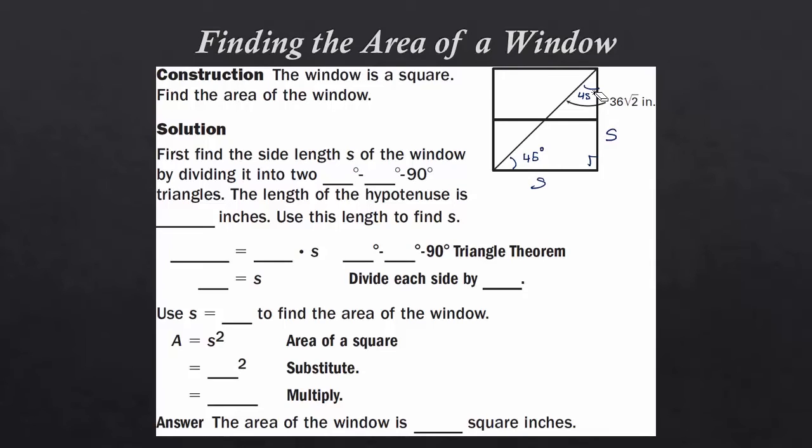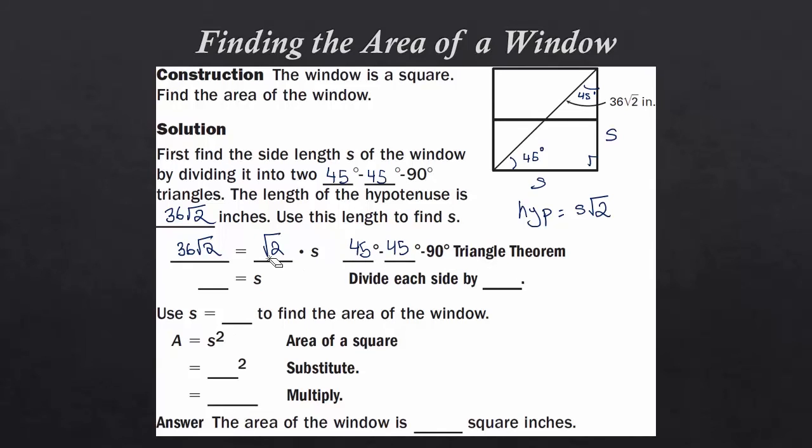First, find the side length s of the window by dividing it into two 45-45-90 triangles. The length of the hypotenuse is 36 square root of 2 inches. Use this length to find s. We know the formula to find the hypotenuse of a 45-45-90 triangle is s times the square root of 2, or you could say the square root of 2 times s. So we plug in what we know. We know that the hypotenuse is 36 square root of 2. We don't know what s is, but we know that s multiplied by square root of 2 gives this hypotenuse, because we're using the 45-45-90 triangle theorem.